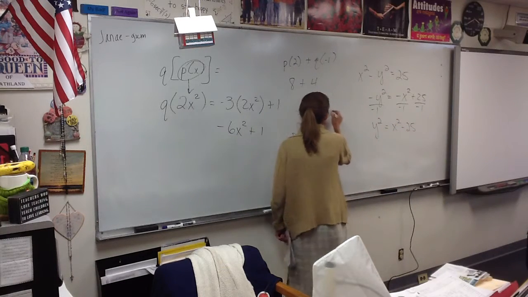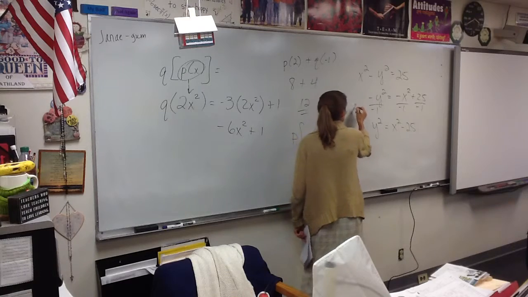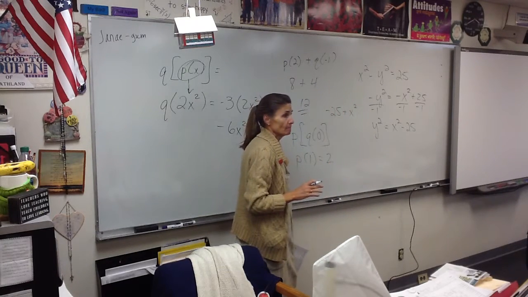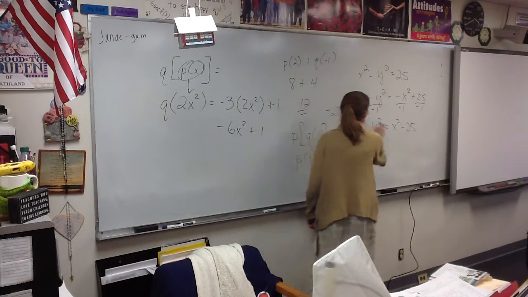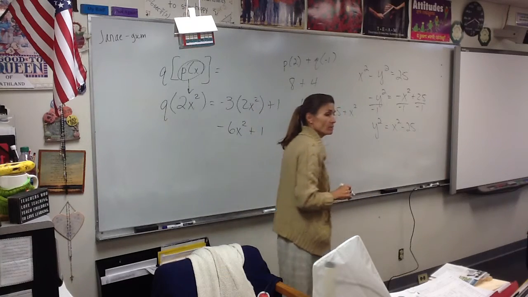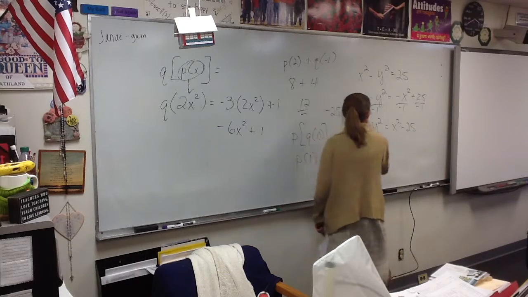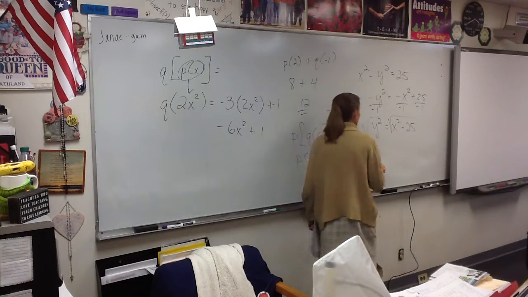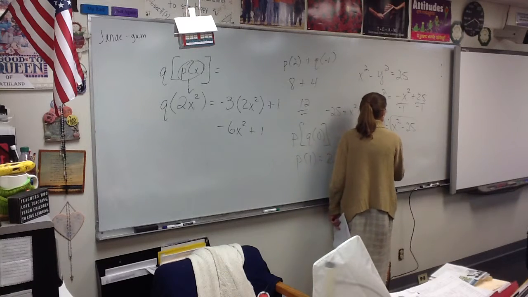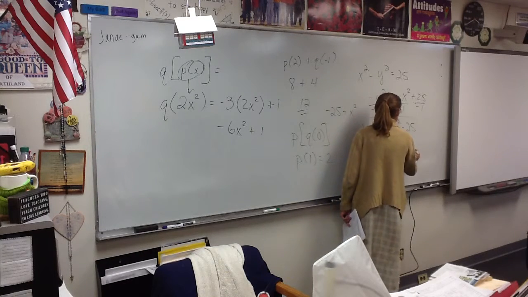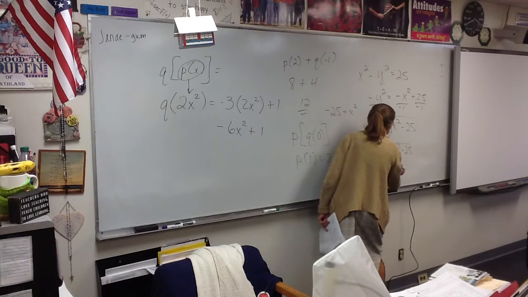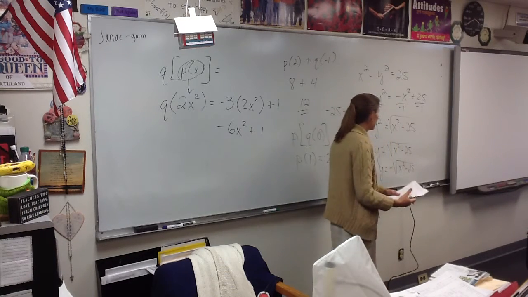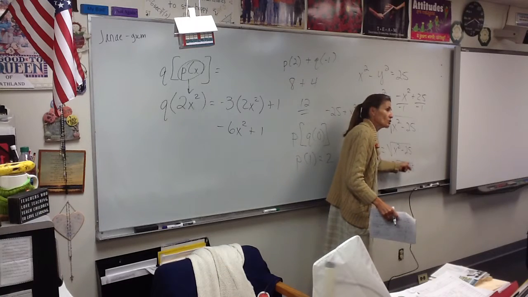Now, some of you might have negative 25 plus x squared. That's the same thing. That's absolutely fine. Either order is fine. Now, what do we do? Take the square root of both sides. And notice there are two answer blanks, like there will be on the test. So y equals the square root of x squared minus 25 or y equals negative the square root of x squared minus 25.